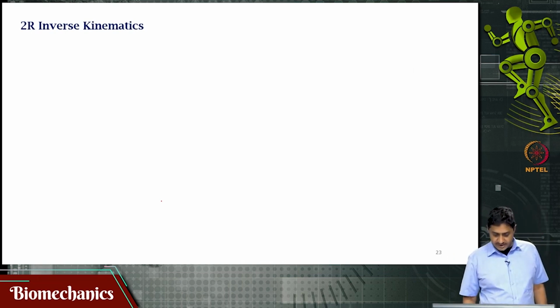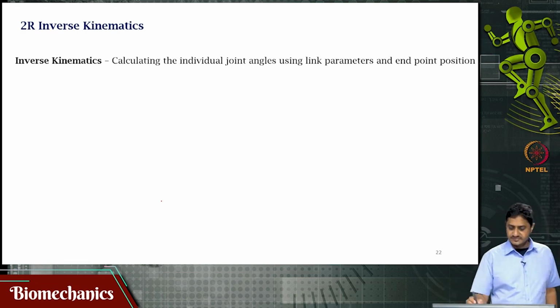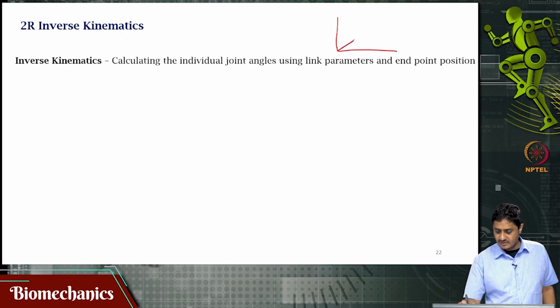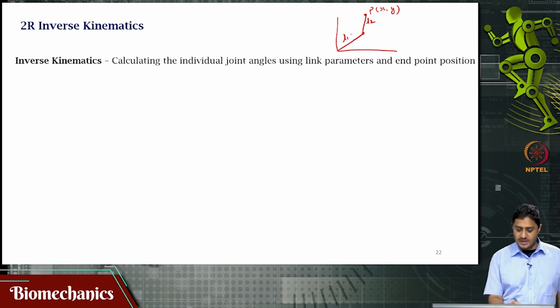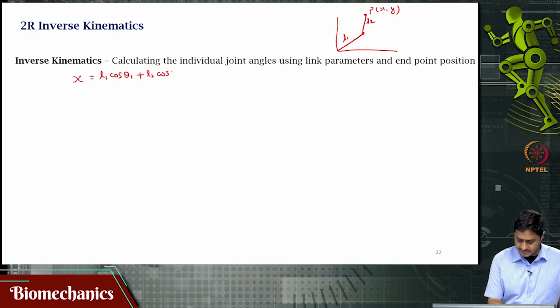So, what we know from forward kinematics is, suppose I have these 2 links with lengths L1 and L2. If I were to express the coordinates of the end point, we did that in the previous case as x is L1 cos theta 1 plus L2 cos of theta 1 plus theta 2, and y is L1 sin theta 1 plus L2 sin of theta 1 plus theta 2. This is what we saw.